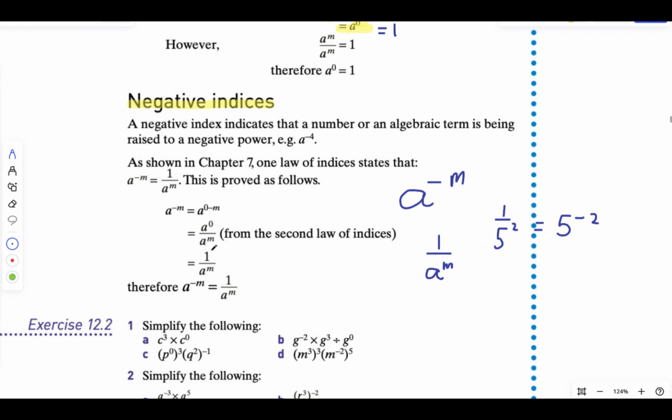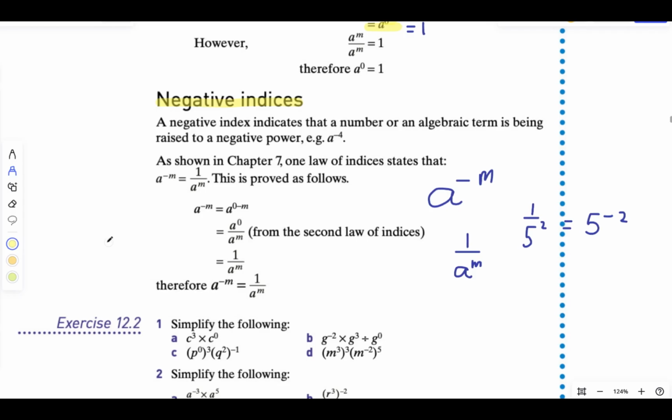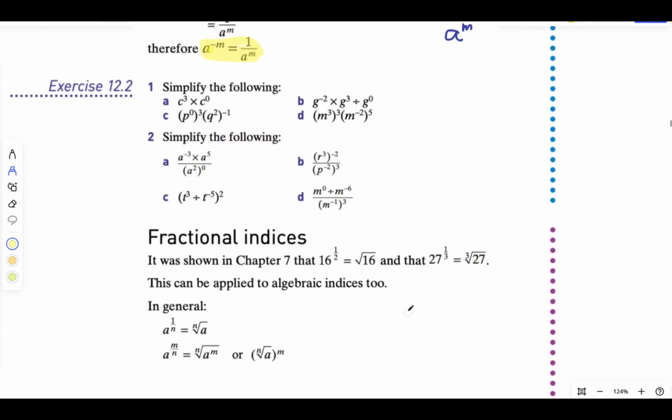And 1 all over a raised to the power m is the same as a raised to the power minus m. Therefore, this logic stands. If you have a raised to the power minus m, it is equal to 1 over a raised to the power m. Is that okay? So here are some problems for us to solve.